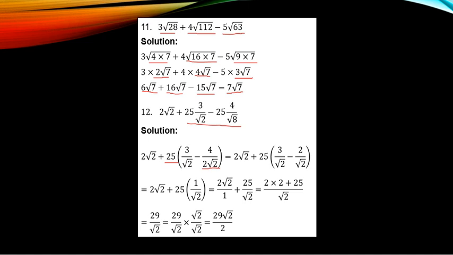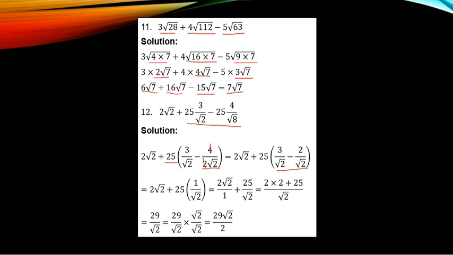Okay, so let's simplify the bracket. Before then, you can divide 4 by 2 and you have this remaining. So you have the same denominator. What you do, you subtract the numerator. Of course, the LCM is root 3 and you have 3 minus 2 over root 2. That is 1 over root 2.